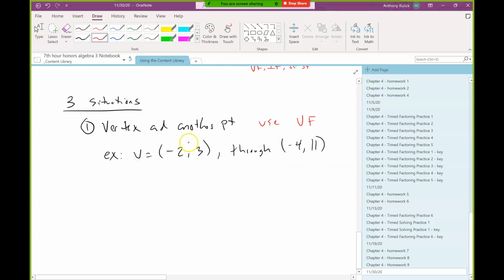Since we're given the graph has a vertex of (-2, 3) and it passes through the point (-4, 11), we know we're going to use vertex form. And I remember from vertex form that the vertex is (h, k). So I know immediately that I have an h of -2 and a k of 3.